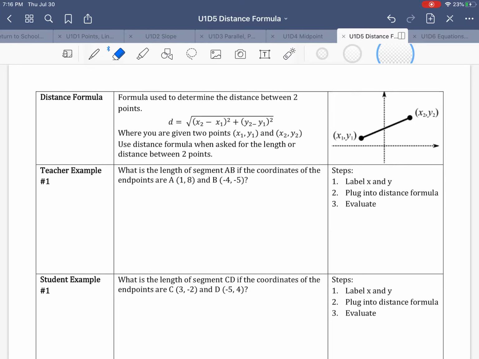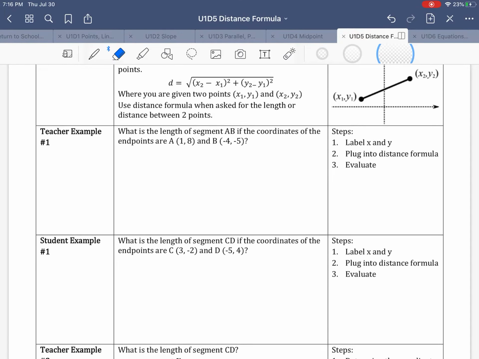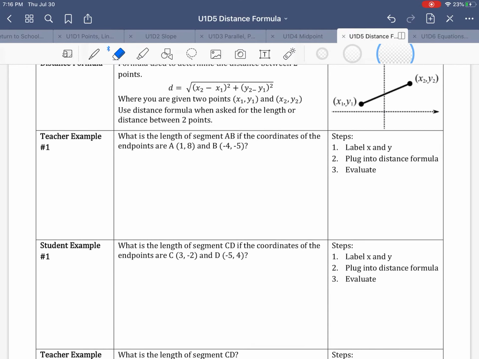So here, the distance formula that we're going to talk about is d, for distance, equals the square root of (x2 minus x1) squared plus (y2 minus y1) squared, where x and y are the endpoints of the segment that we're trying to find the distance of.